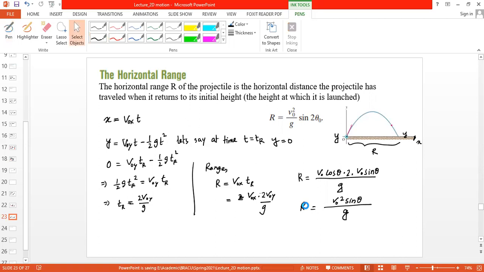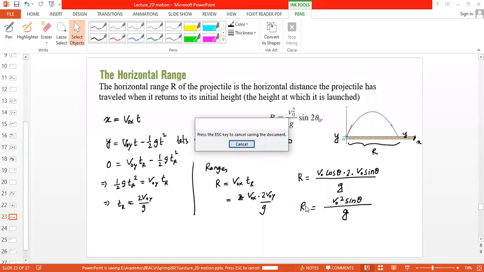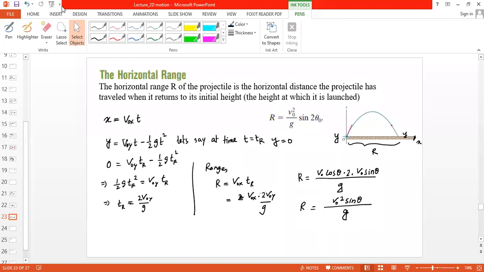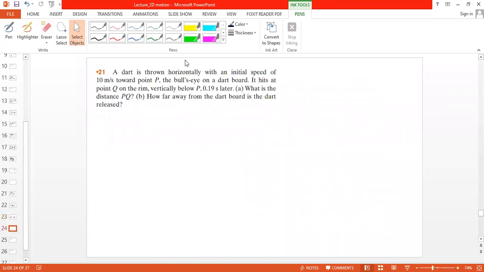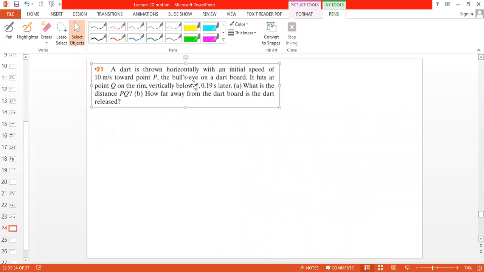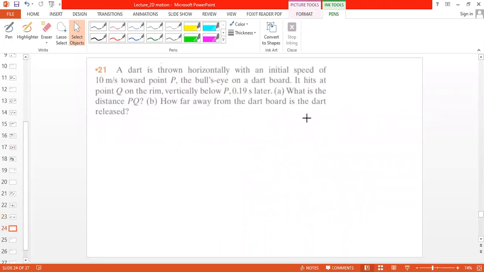Basically, these are the formulas that we will be using today to solve the math, the formula for the range and maximum height and so on. So let's try to do some math. Can you see the math? Math number 21.